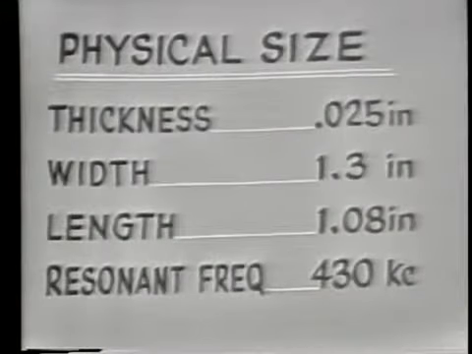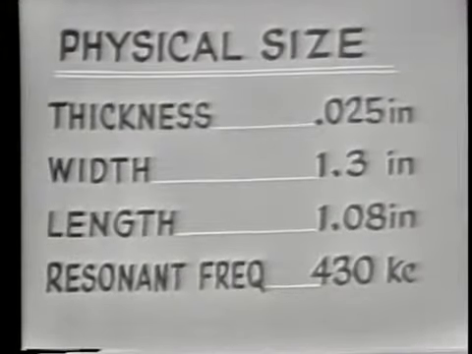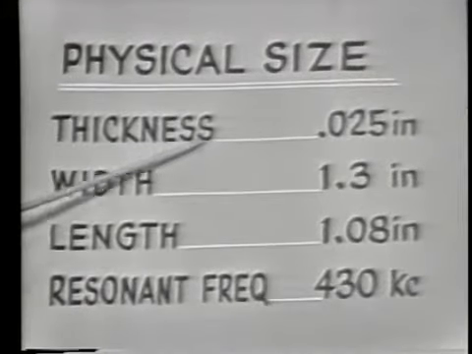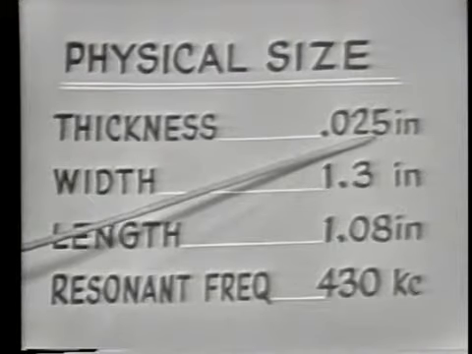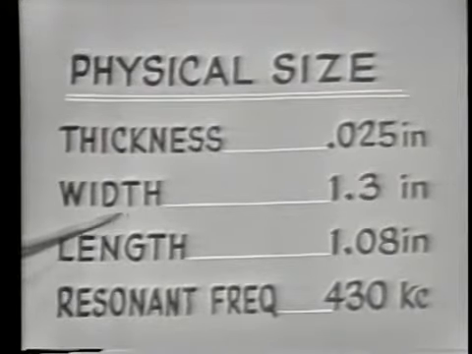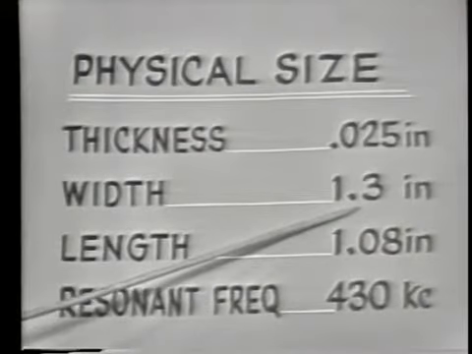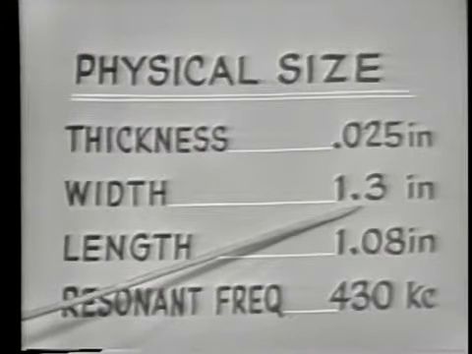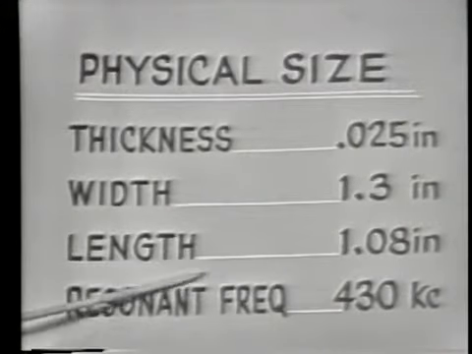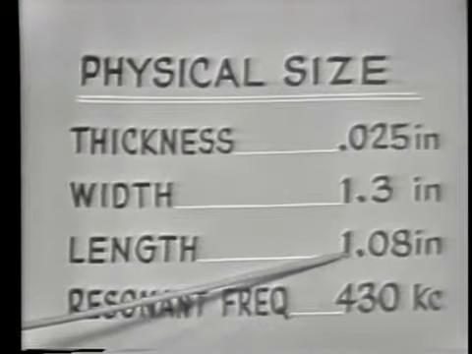Now, let's look at some of the values, both physical and electrical, of a typical crystal. Physical size, a typical crystal would have a thickness of about 0.025 inches. The width would be about 1.3 inches. The length would be 1.08 inches.